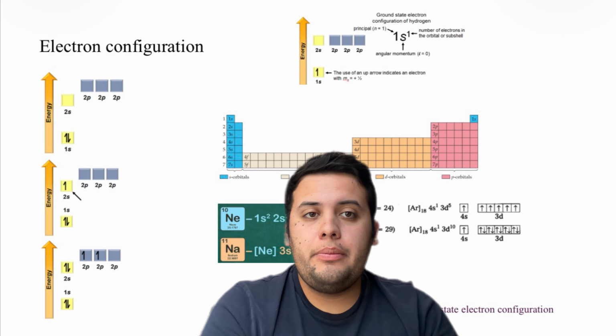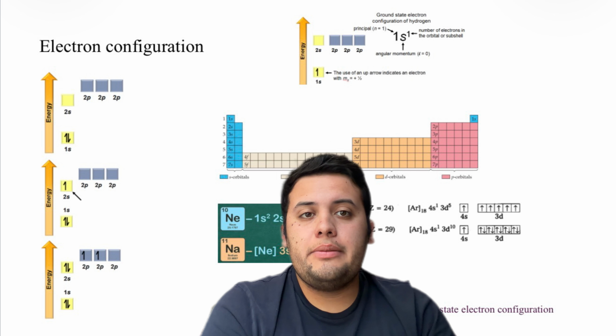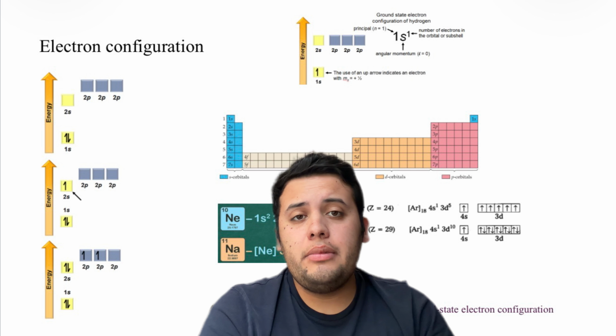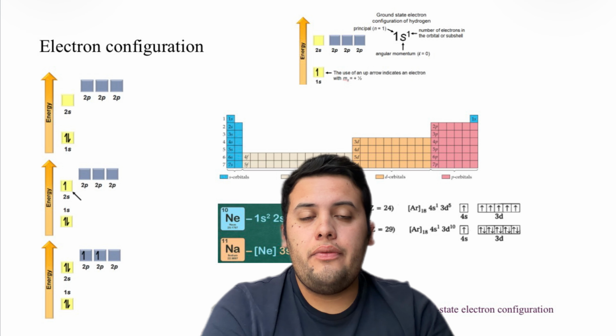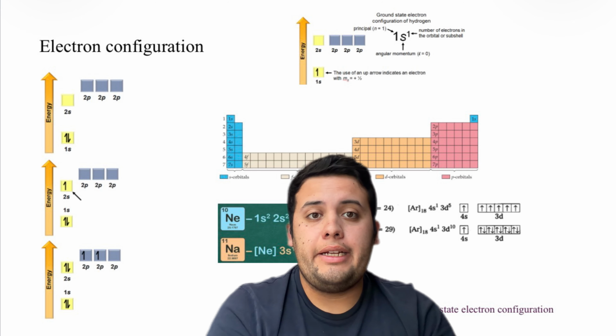And the third principle is Hund's rule, which explains that electrons fill empty orbitals individually before pairing up. This helps to reduce the repulsion between the electrons.